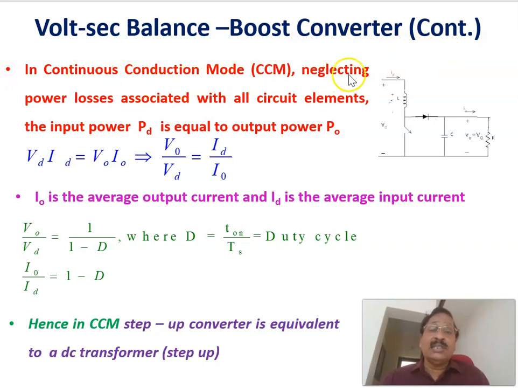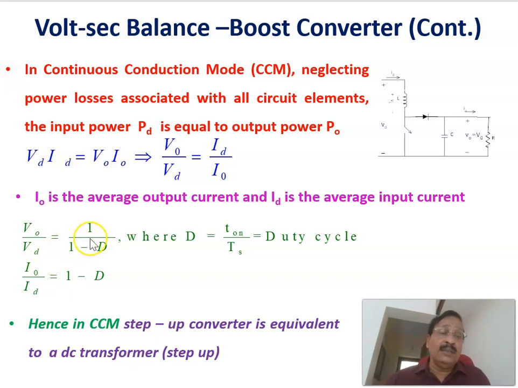Continuing the volt-second balance concept of the boost converter in continuous conduction mode, neglecting the power loss associated with all the circuit elements like inductor, capacitance, switches, etc., input power should be equal to output power. Input power is Vd into Id. Output power is the average output voltage V0 into I0. So Vd Id should be equal to V0 I0, or V0 by Vd equals Id by I0, where I0 is the average output current and Id is the average input current.